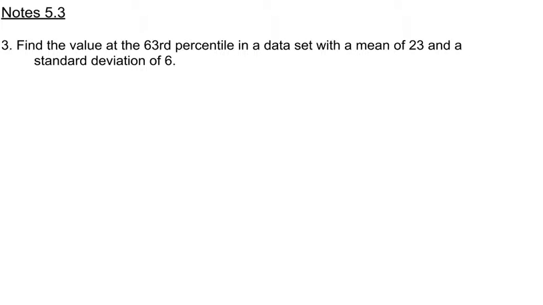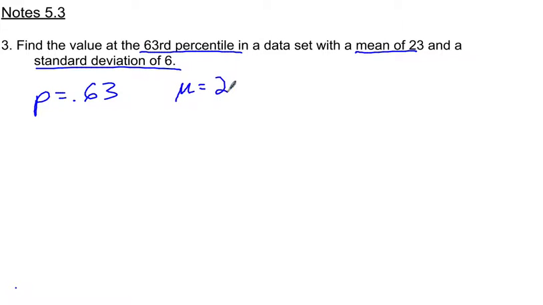Now example 3 says to find the value at the 63rd percentile in a data set with a mean of 23 and a standard deviation of 6. When we talk about the 63rd percentile, we're talking about p equals 0.63. Percentile values mean that 63% of the population fall below that data value, so that just equals our p-value. Right, so we have a mean of 23 and a standard deviation of 6.